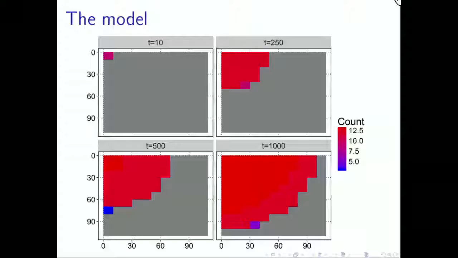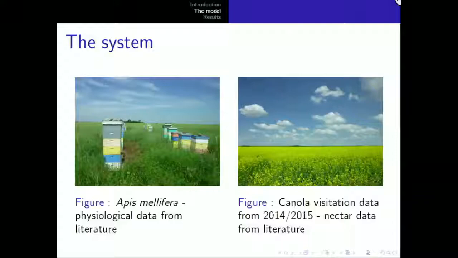Now the system I'm testing is honeybees foraging in canola. Honeybees are Apis mellifera, and we can get physiological data from the literature in order to parameterize this model. We can get cost of flight, the size of their crop, so how much they can carry back to their hive, and estimates of how long they stay back in their hive, and flight speed. All of this we can get from literature. And then we also have canola visitation data, which I gathered myself back in 2014, 2015. And we can get nectar production values from the literature, which we've backed up in our fieldwork. And they're very similar. So we're using that.